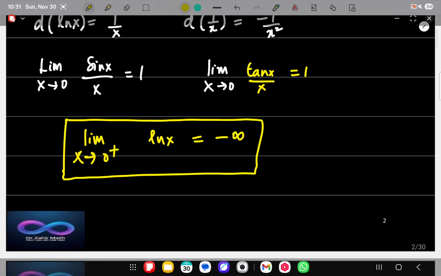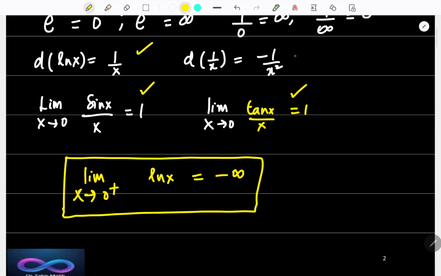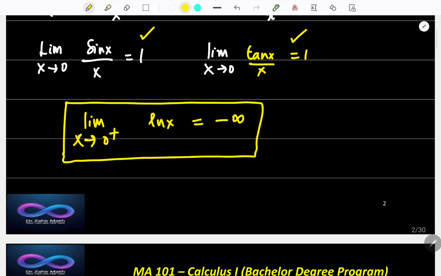Teacher, I didn't understand this rule. This I studied in the first module. This derivative is all I studied. How can you say that limit x tends to 0 plus ln x is negative infinity? A small example will tell you. Take your calculator. I'll write the x and ln x values. Just type ln x in the calculator, put x equal to 0.1, you will get minus 2.302, and put 0.01, you will get minus 4.605.